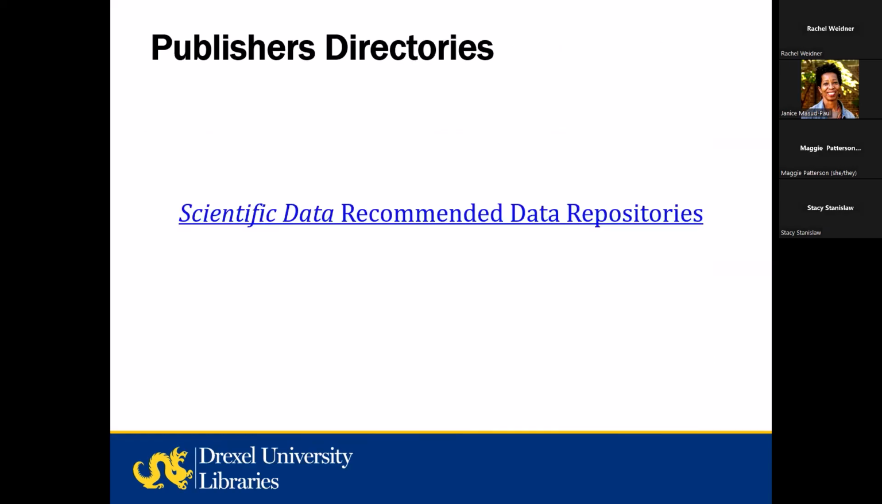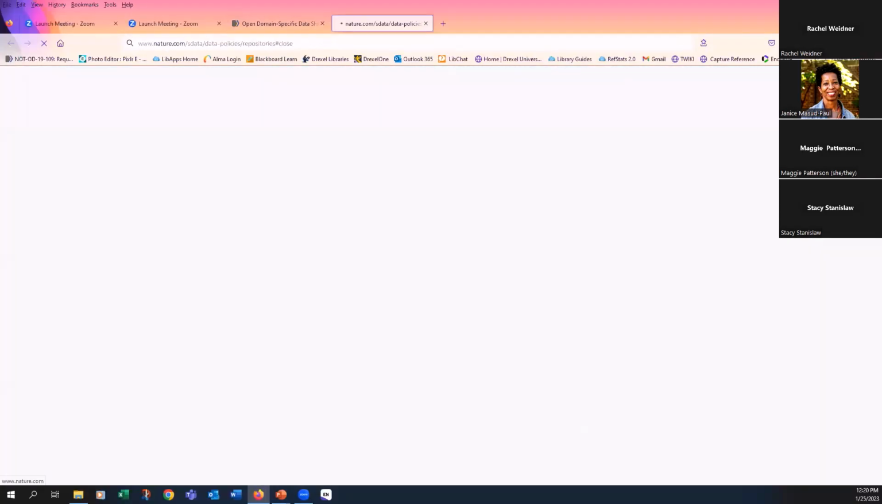Publishers also have directories. There are many of them, but I just have one example here. Scientific Data is a peer-reviewed open access journal with descriptions of data sets and research that advances sharing and reuse of scientific data. They mandate that you share your data, but they don't host it themselves. Instead, they have an evaluated list of data repositories to ensure that the repositories meet requirements for data access and stability. So I'll just click on this for a moment so you can see the type of information that's available to you.